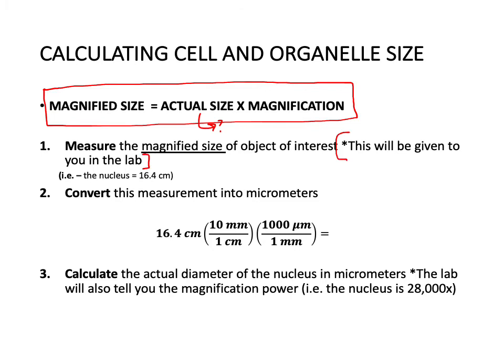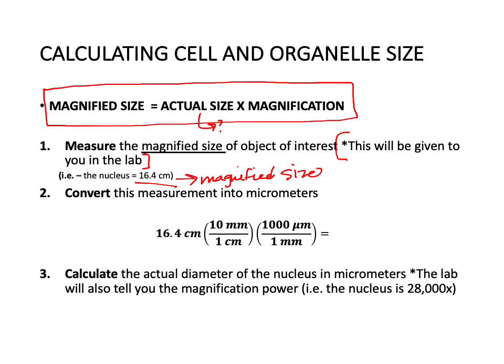So for example, for this nucleus picture, you're going to be told that the nucleus is 16.4 centimeters. That is the magnified size, again. So this is not the real size. A nucleus of 16.4 centimeters would be huge. We would not need a microscope to see that. So in order to plug it into this equation that I've boxed, we need to convert that measurement into micrometers.